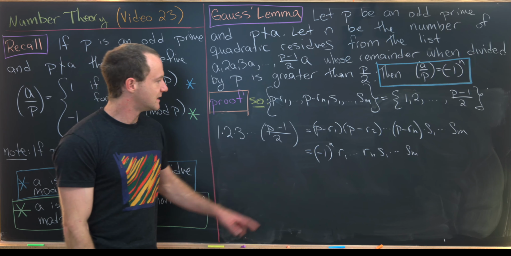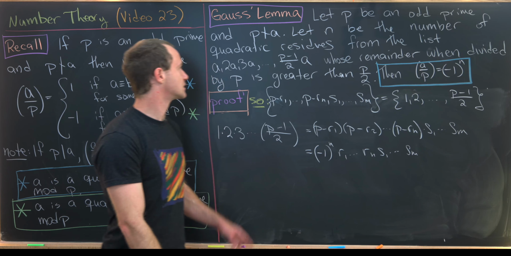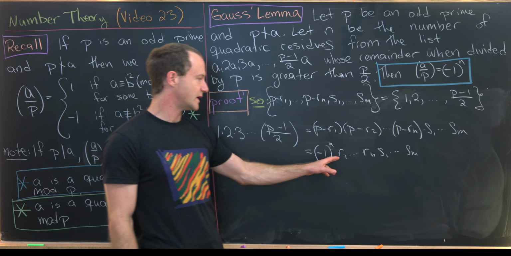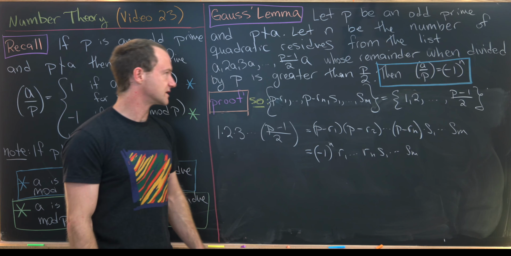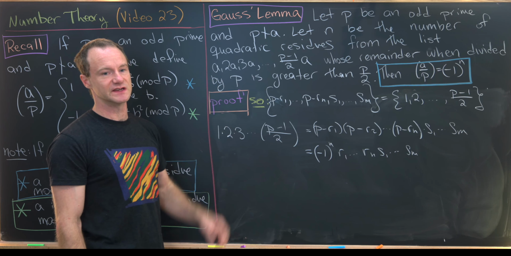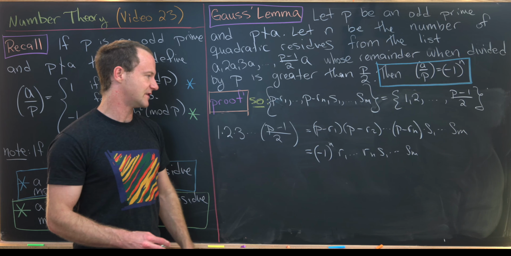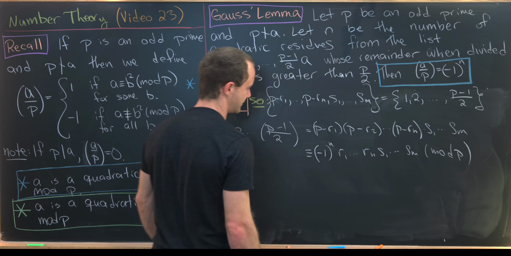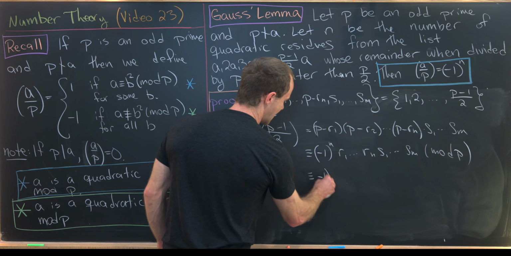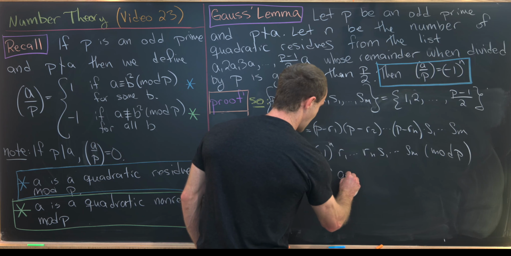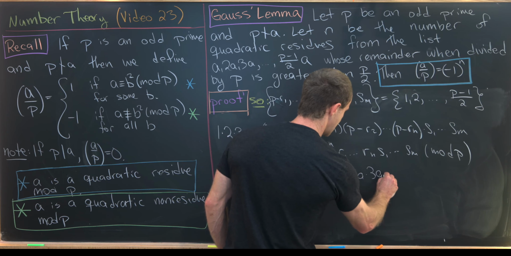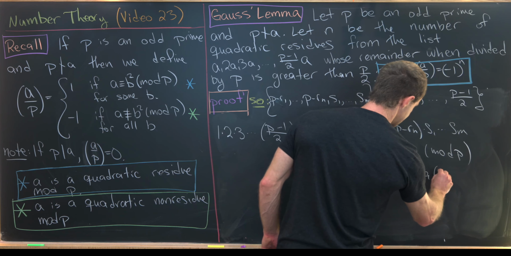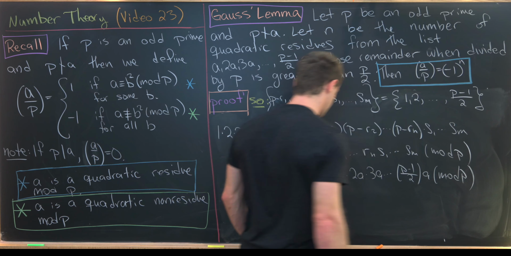But now let's recall that R's and S's were defined to be remainders of this list after dividing by P. So we can exchange this product of R's and S's with just the product of this list. That's pretty much the definition of congruence mod P. Let's go ahead and add the fact here that we're working mod P. So that means this is congruent to (−1)^n, and then we have a times 2a times 3a all the way up to (P−1)/2 times a modulo P.